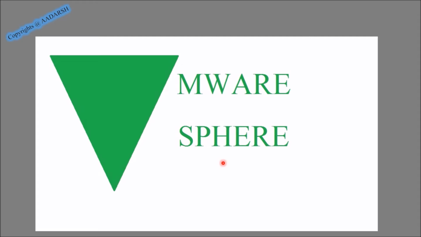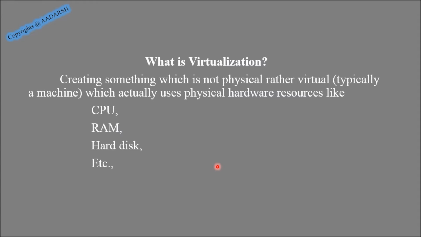Firstly, what is virtualization? One can define virtualization in the sense of IT infrastructure as creating something which is not physical, rather virtual, typically a machine, which actually uses physical hardware resources like CPU, RAM, hard disk, etc., but runs in the background continuously along with the hardware resources.